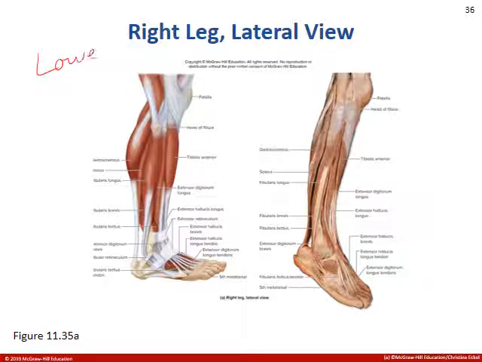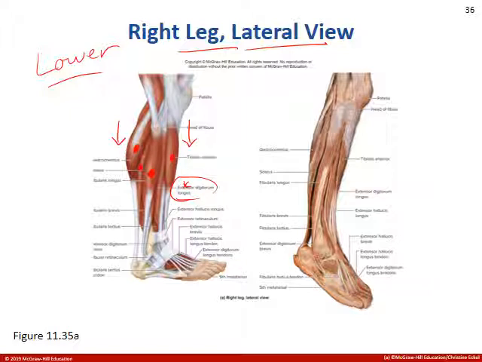Finally, we move on to the lower leg. I like this lateral image. I like to move through the muscles in an orderly fashion from posterior to anterior. Here we have the gastrocnemius, then we have the soleus, then we have the fibularis longus, then we have an example of an extensor, and then we have the tibialis anterior.